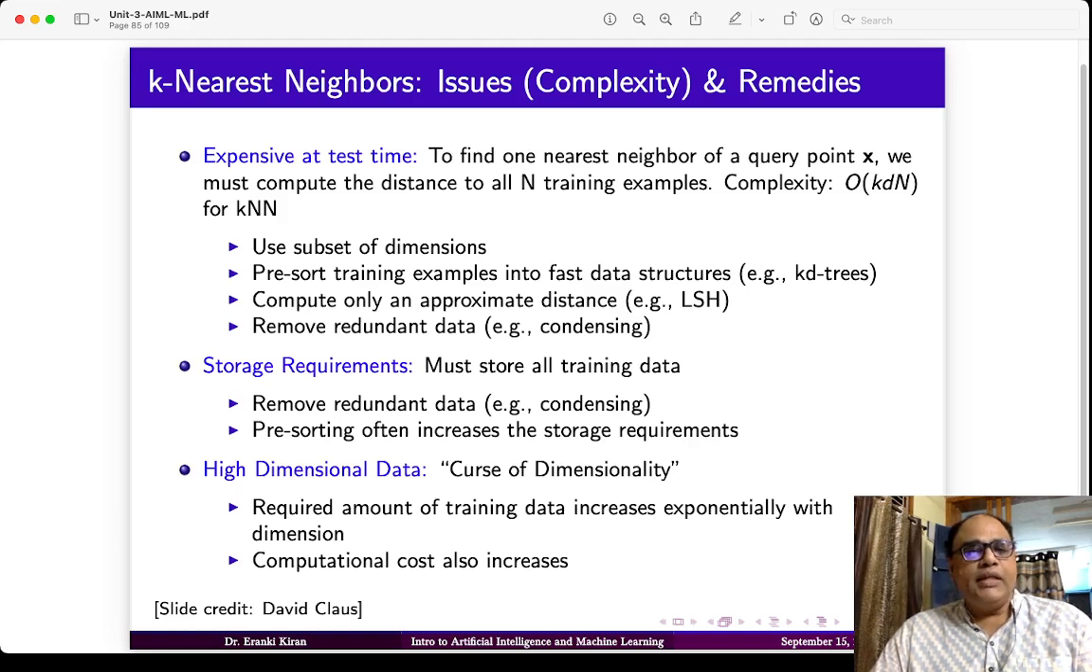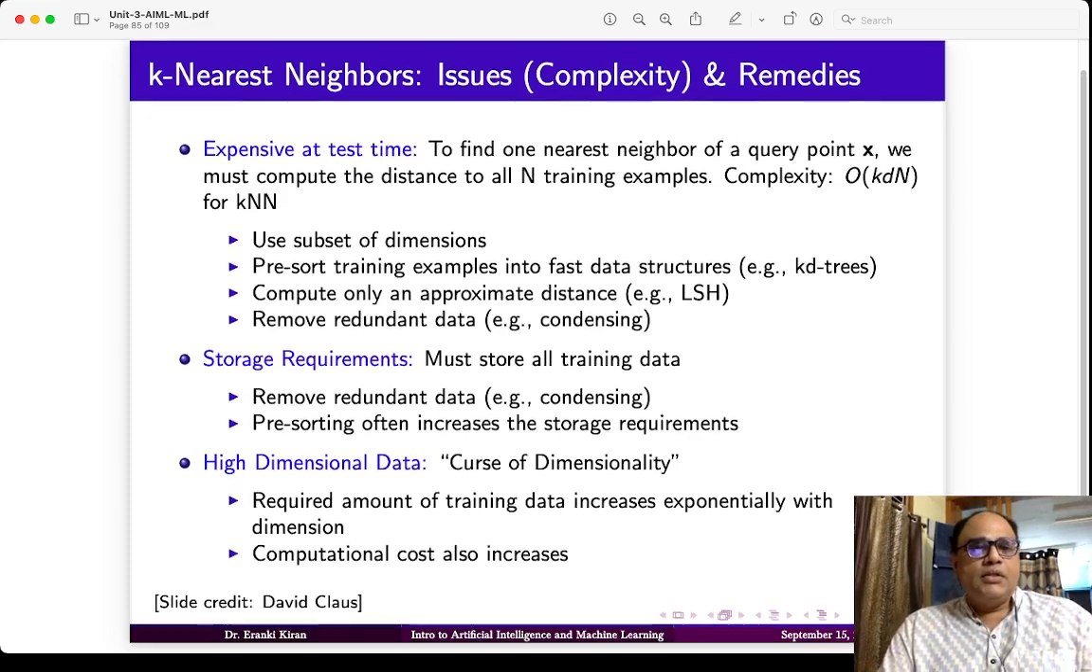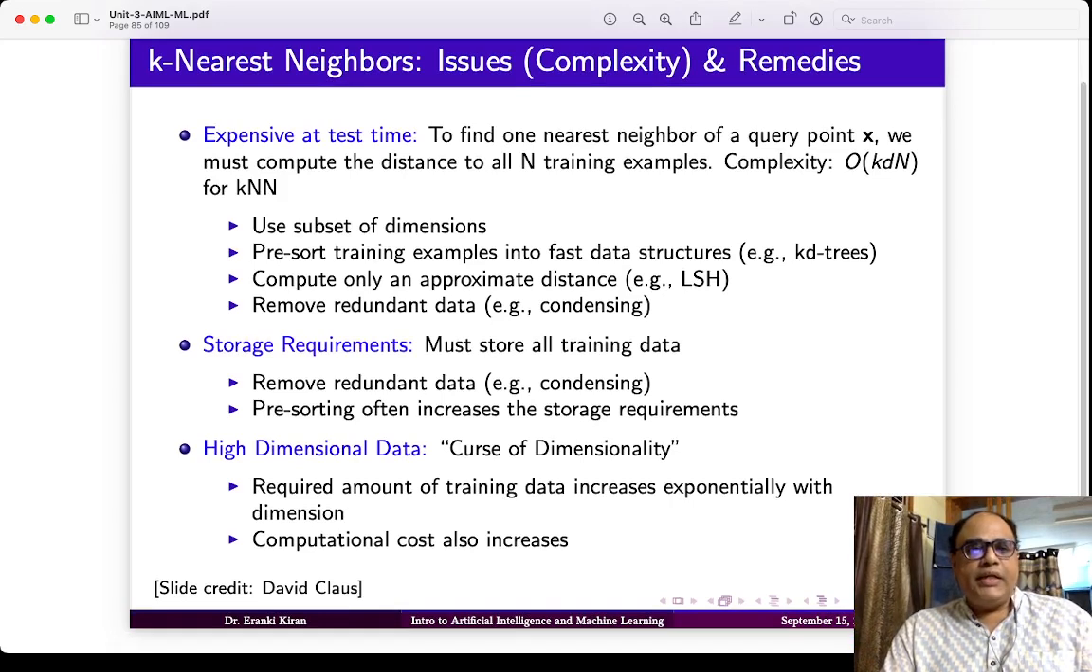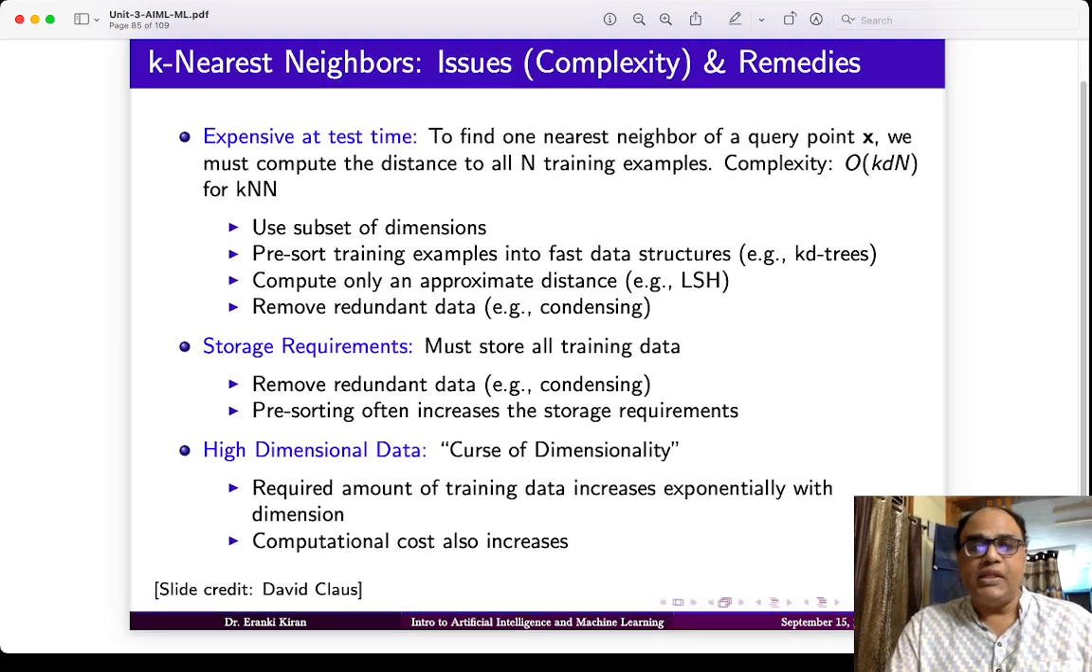Again, the approximate distance can be looked at as what kind of distance metric you are applying, and also remove redundant data. So condensing of samples is another technique where you combine data points to reduce the data size. Storage requirements: you must store all training data, so remove redundant data. Pre-sorting often increases the storage requirements. High dimensional data, mainly the curse of dimensionality, so computational costs also increase.